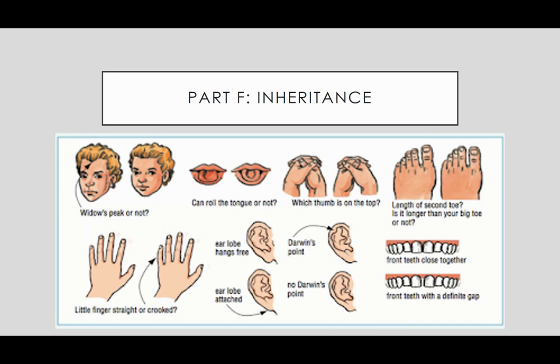So we're going to be looking at inheritance. We've looked at DNA, we've looked at genes, the production of proteins, everything like that. So we're now going to be linking all that prior knowledge to inheritance. So pretty much what makes you you based off of your mom and dad's genes.